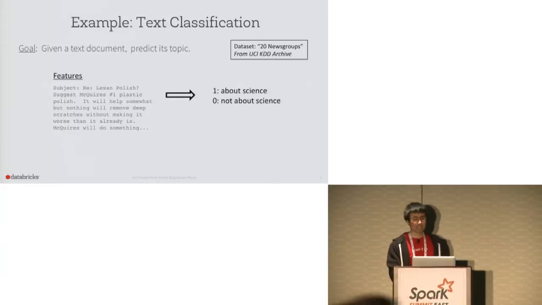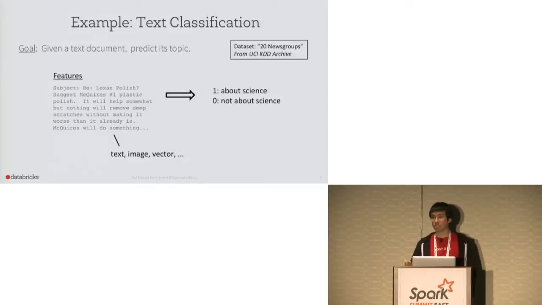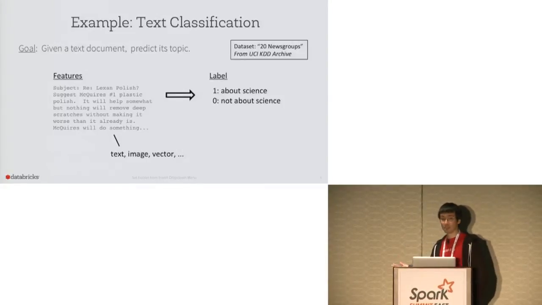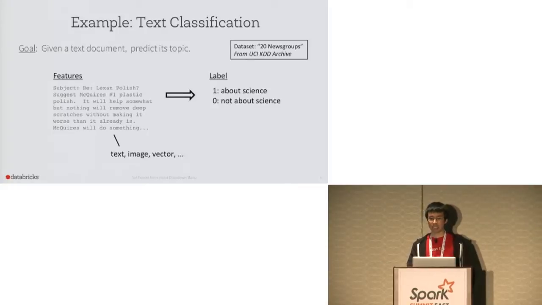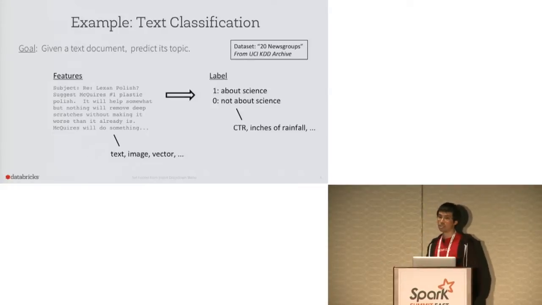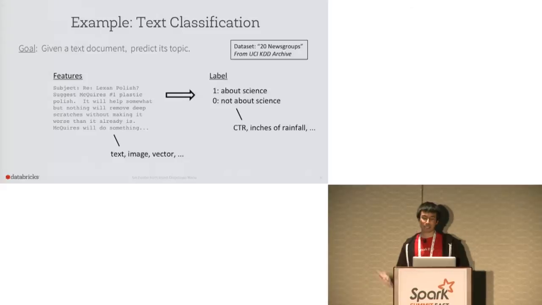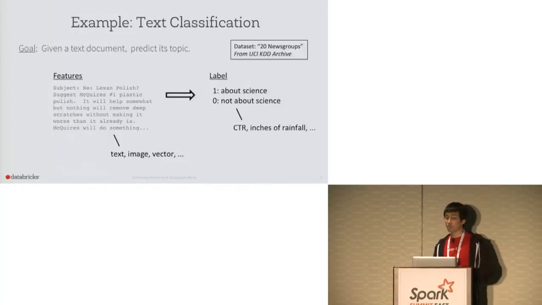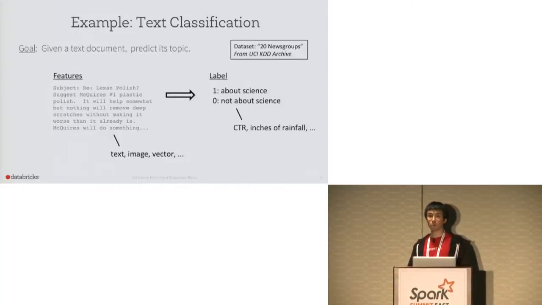And here it's text, but we'll also be working with vectors. You could have images and so on. On the right, I'll call these labels, what we want to predict. And that could also instead be other things: click-through rate, inches of rainfall, a lot of things. But it's not important, really, what this data set or this task is. What's important is looking at the components of a workflow as we try to solve this task.